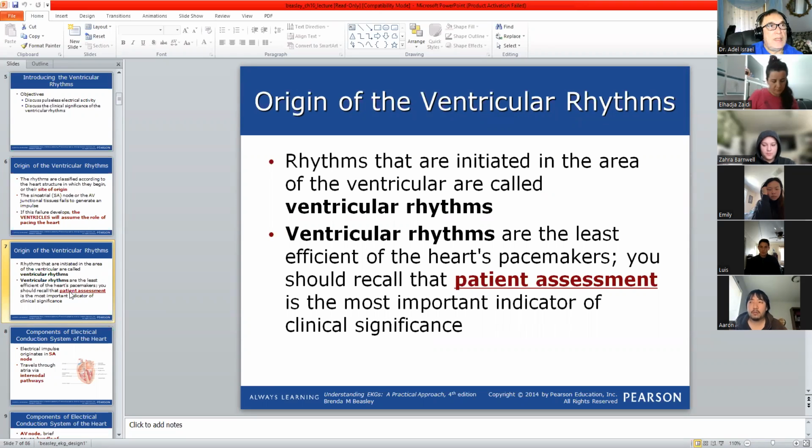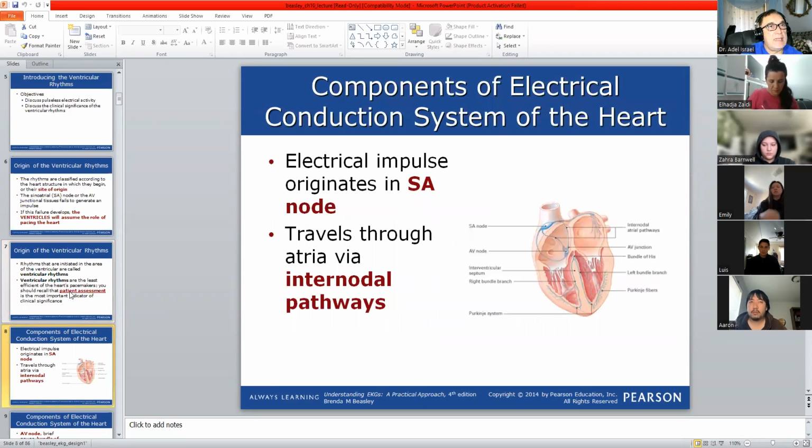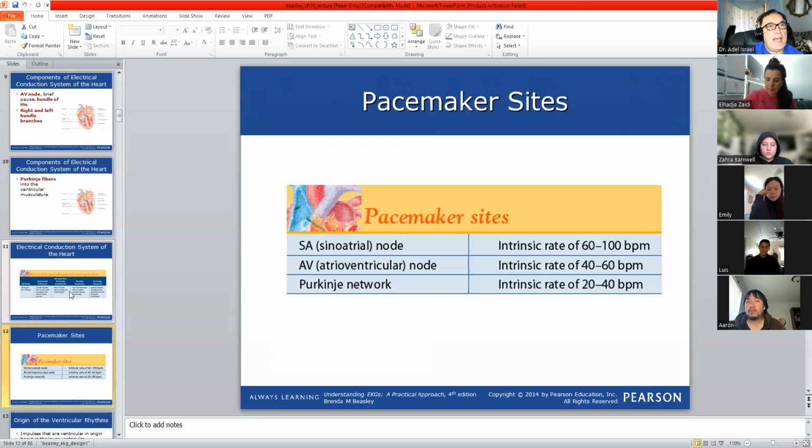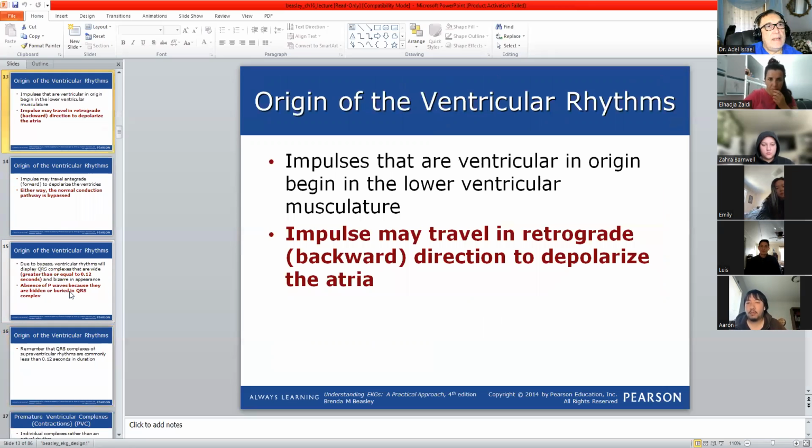Remember, this is the kind of question in the exam. And as you see, we are going item by item: what is the starting SA node, what is the internodal pathway, until we get the firing rate for each one. I need you to focus today that for the ventricular rhythm, the rate will be from 20 to 40 beats per minute. This is very important. You have to save it, and it is an easy question to be answered in the exam.